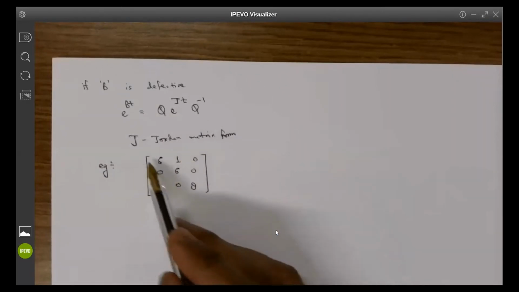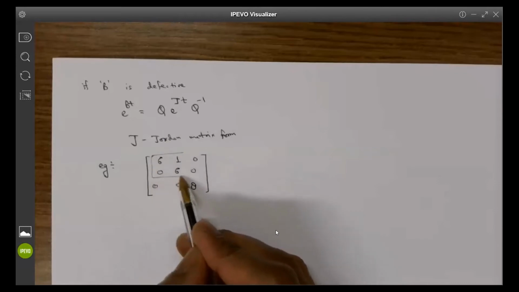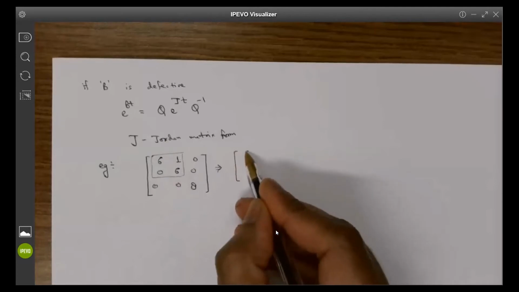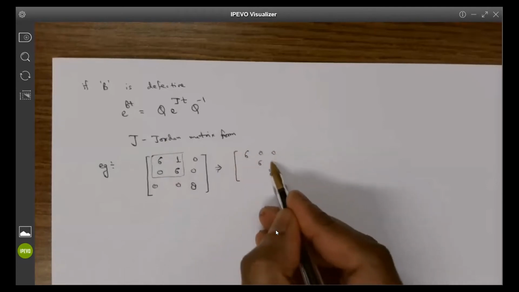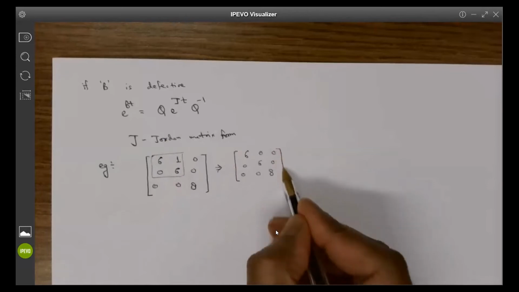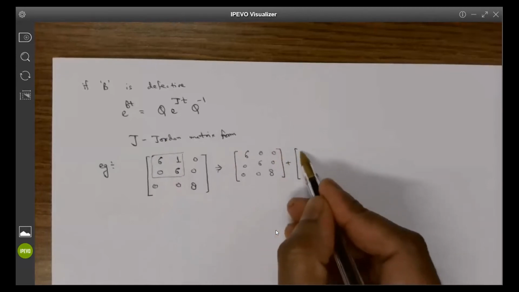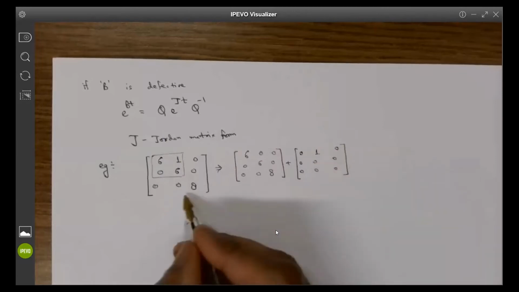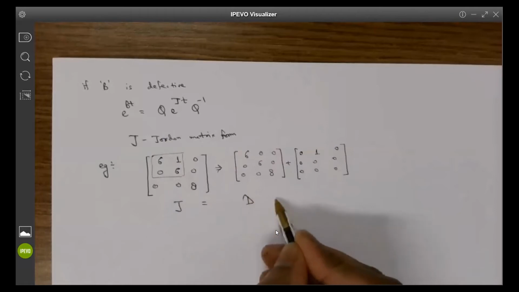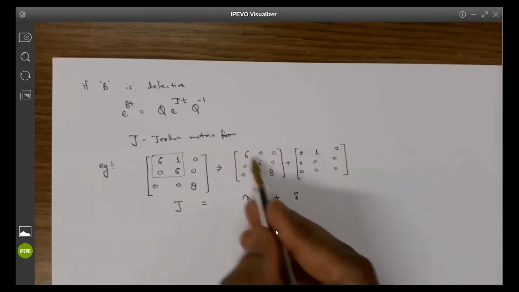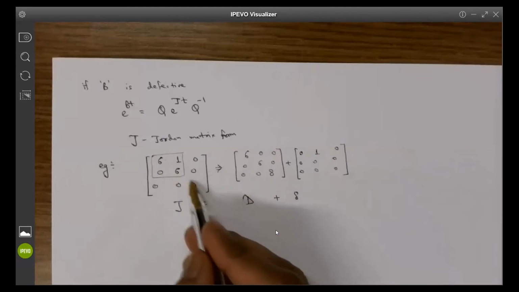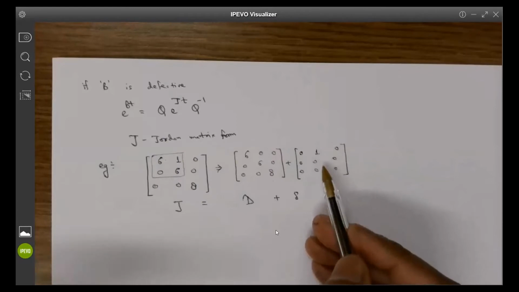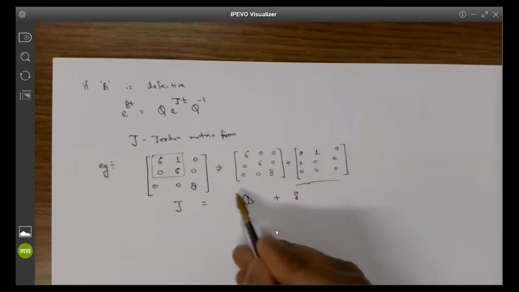Okay, so this is a Jordan block form, or Jordan matrix, and in that case we can represent this as a diagonal matrix with 6, 6, 8 plus a matrix with a 1 above the diagonal. So we can represent J as D plus delta, where D is a diagonal matrix consisting of the eigenvalues that you are seeing here. And there is one extra term that is getting added, and we call this the delta matrix.